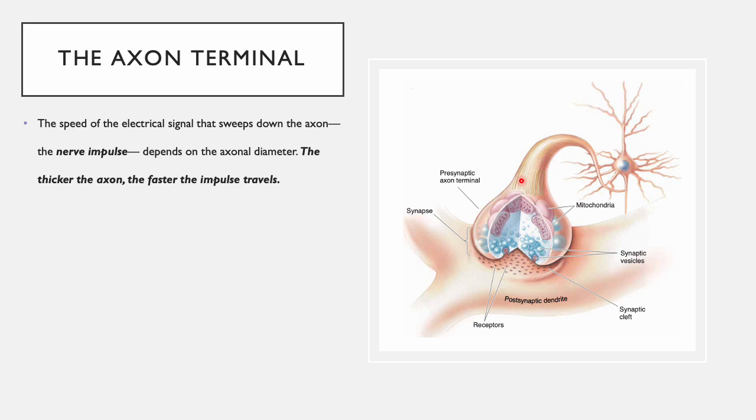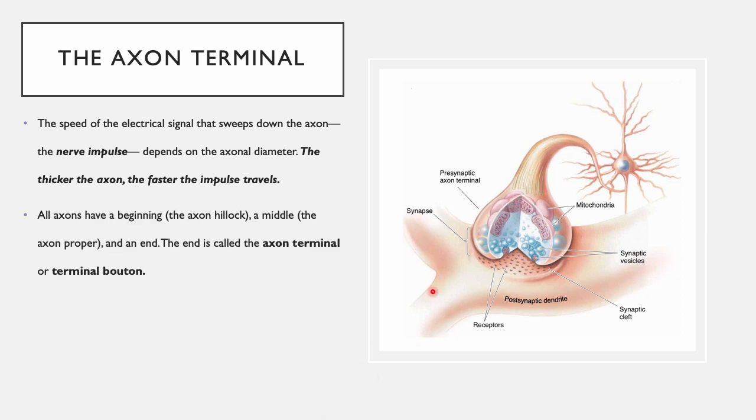So the thicker the axon is, which means that it has more myelin sheath, which, don't worry, we're going to talk about how myelin is created later on, the myelin sheath that insulates this can increase the speed of nerve impulses, which basically ensures that information is transmitted quicker.